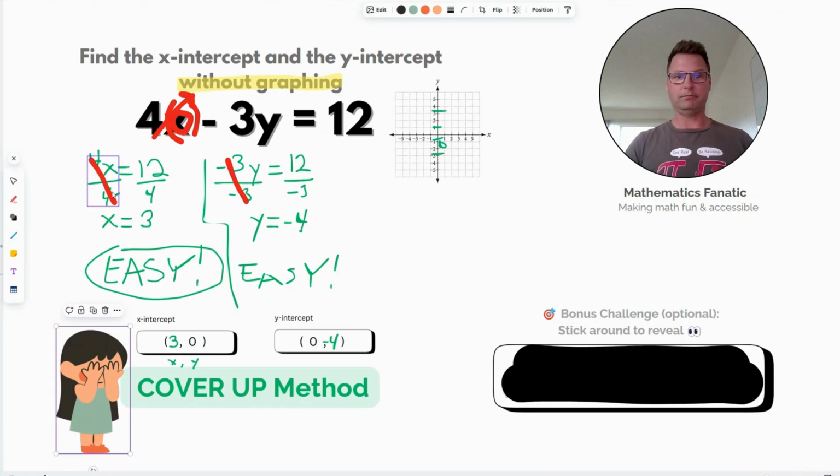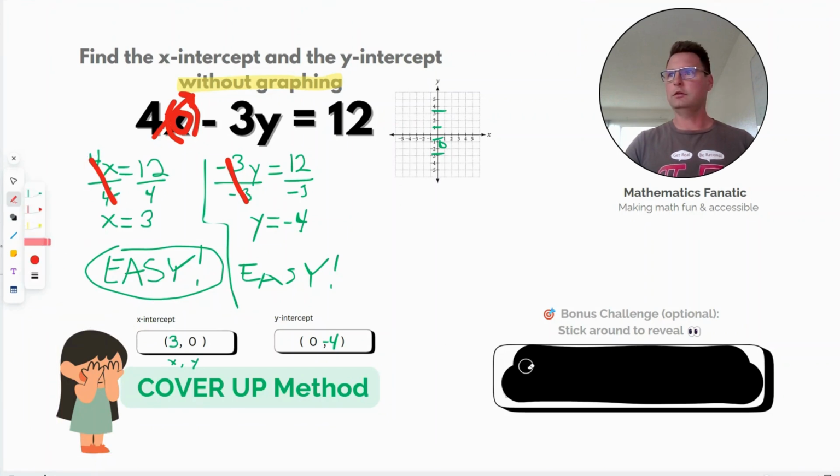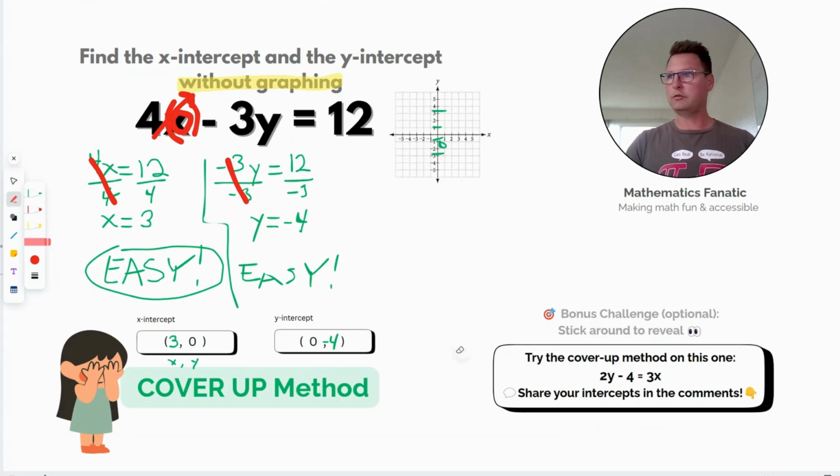Okay, great job. Now that we've nailed down the intercepts, let's see if you're up for a bonus challenge. Remember, it's completely optional, but it's a fun way to practice and really reinforce what we've learned today. Here is your challenge. Share your intercepts in the comments below.